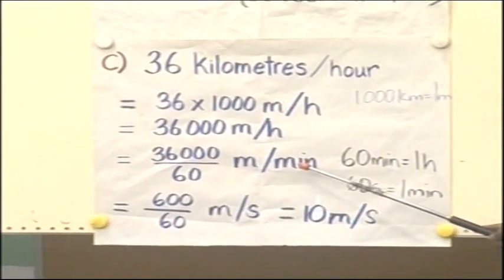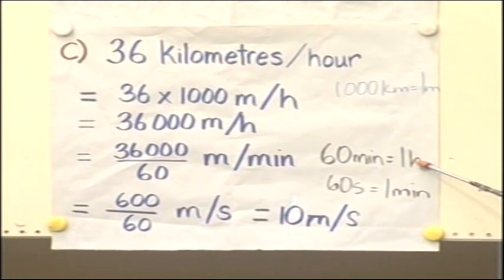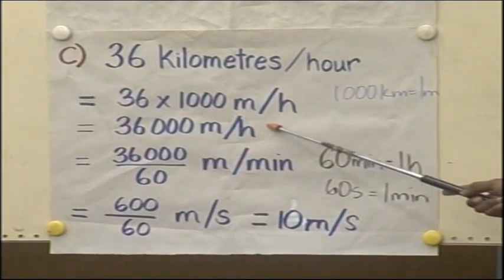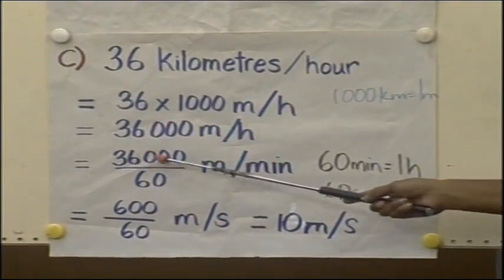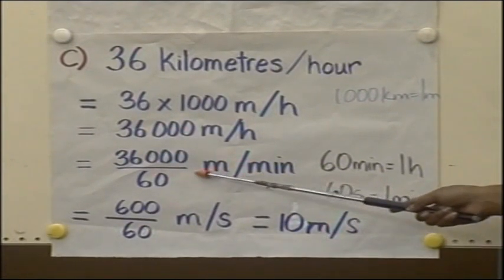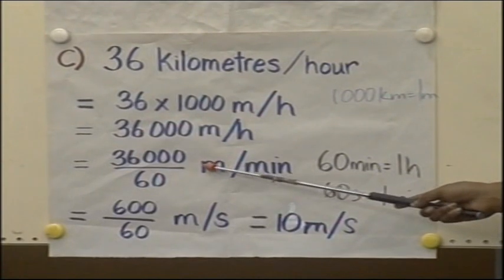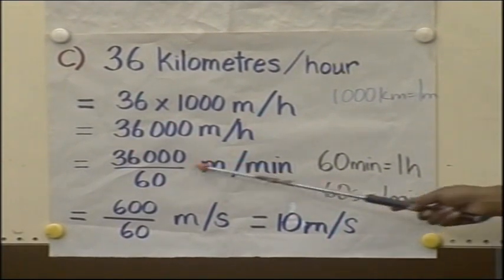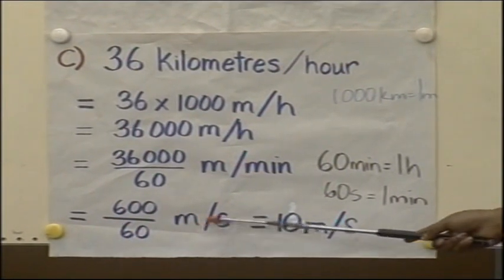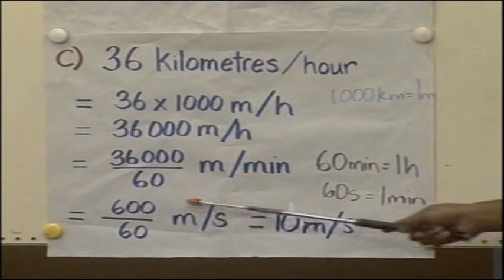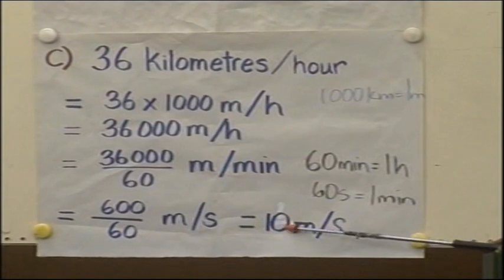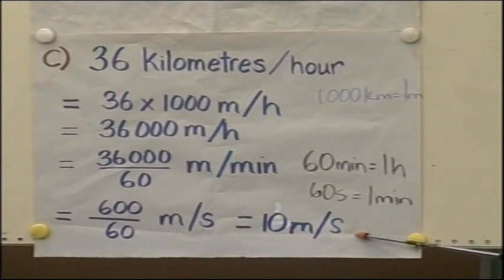Now, 60 minutes is equal to 1 hour. So what I did was, I changed this into minutes. So 36,000 divided by 60 again. Okay, so 36,000, change it into meters per minute. Okay, I'm left with 600 over 60 meters per second. Now I'm going to simplify now. Okay, when I simplify, I'm left with 10 meters per second.